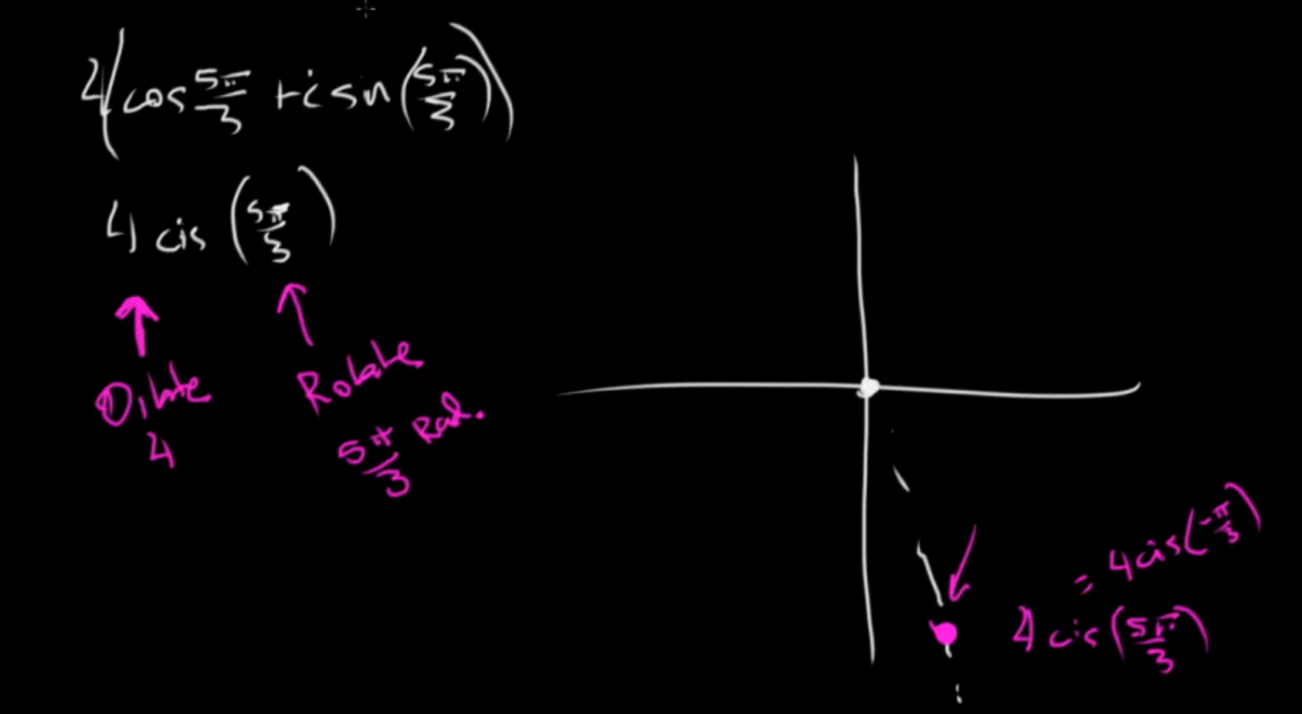Let's multiply two complex numbers. So let's say we have the number, let's go with orange. Orange is not a number. Let's go with the number 6 cis pi over 6 times 2 cis 2 pi over 3.